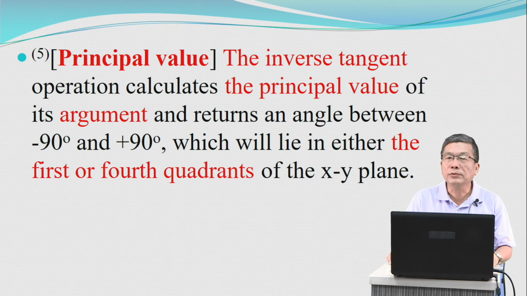Principal value. The inverse tangent operation calculates the principal value of each argument and returns an angle between negative 90 degrees and positive 90 degrees, which will lie in either the first or fourth quadrants of the XY plane.